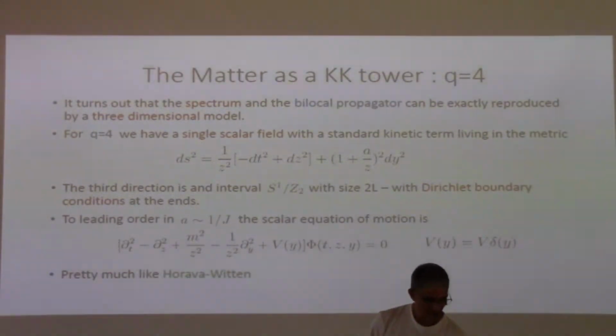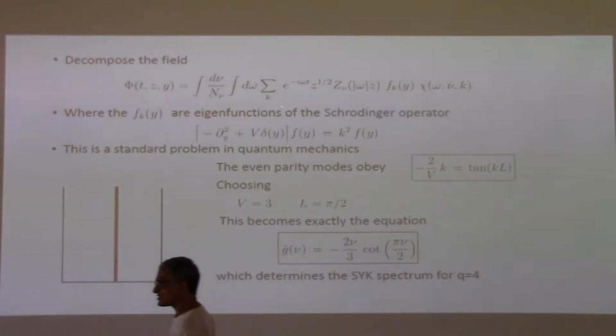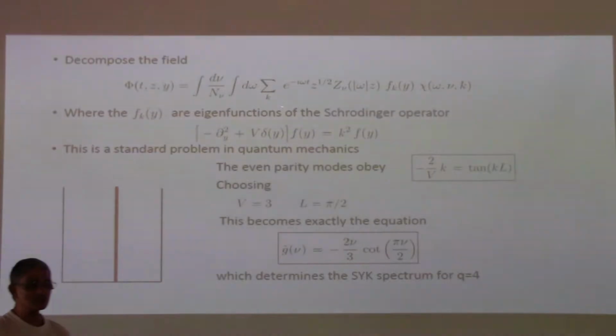Why this? Because you can solve this model and find that the spectrum is exactly given by an equation which is exactly the equation which appears in the SYK model. This is just a few remarks of the standard quantum mechanics. What you do is take the three-dimensional field and do a mode decomposition. The part of the modes which are in the T and the Z are the standard ones, and these FKs are the eigenfunctions of the operator in the third dimension. That's a standard Schrodinger problem which you can find in textbooks. And the solution for this is given by that equation, and with a certain choice of parameters, it just becomes this SYK problem.